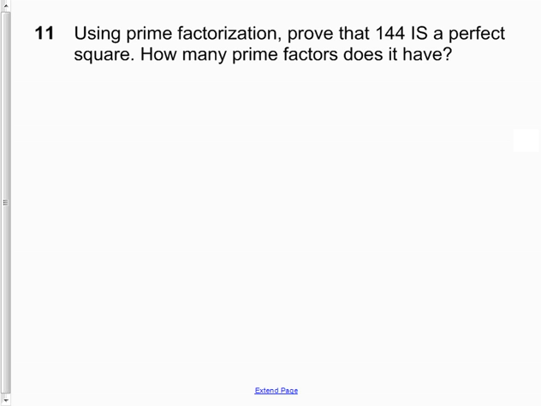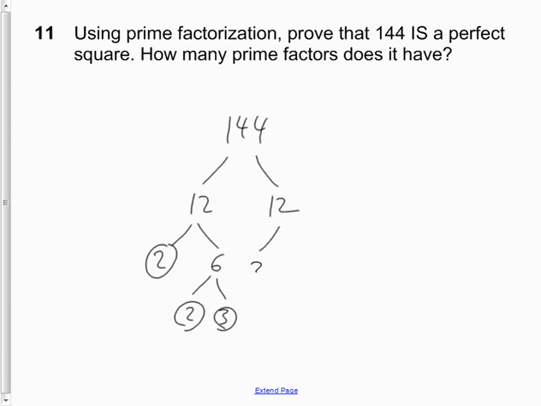Question 11 says, using prime factorization, prove that 144 is a perfect square. So 144, well, although I chose an easy one, I'm going to put 12 and 12, and right off the bat, that proves that it's a perfect square. But I'm going to pretend that we didn't know that, and I'm going to put 2 times 6, and 2 times 3, 2 times 6, and 2 times 3. And when I have those circled prime factors, I can break those into two equal groups.